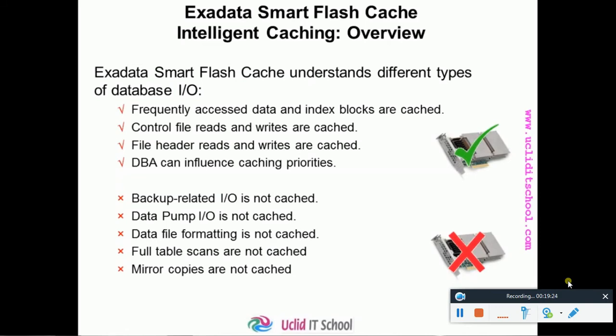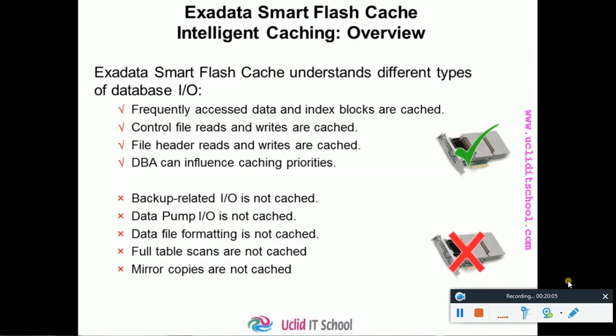Then what type of IOs are not cached? Backup related IO is not cached. Data pump IO is not cached. Data file formatting is not cached. Full table scans are not cached. Mirror copies are not cached. So by building the intelligence into the caching algorithm, it knows which IO should be cached and which IO should not be cached.